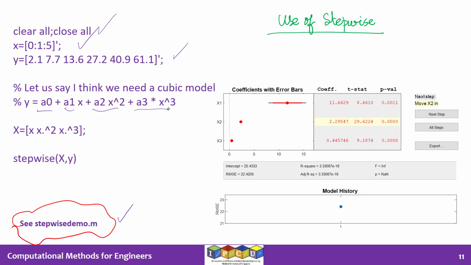Some of these terms may be important, some of these terms may not be important. For example, I do not know if this cubic term is needed. So what I do here is I hypothesize a reasonably complex model, and then the stepwise tool will tell us whether to include a term or not include a term.